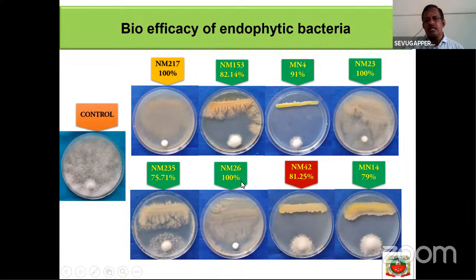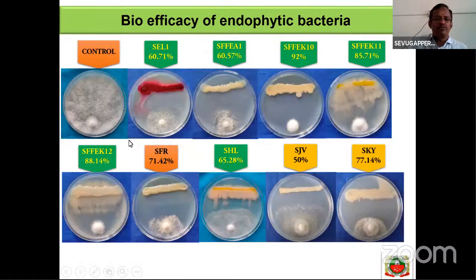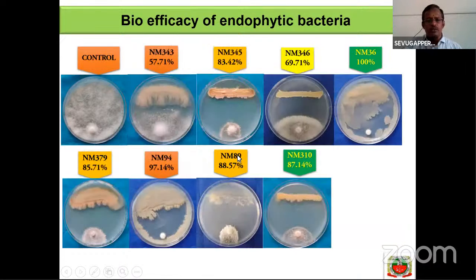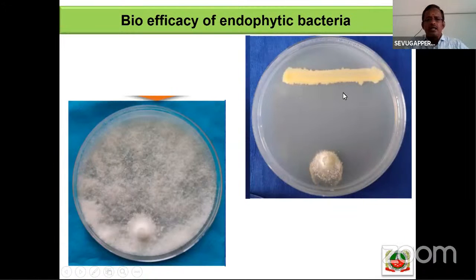All 600 isolates were screened for efficacy in selection. I have focused on a few slides here. This is a Serratia which is showing inhibition, and here the Phytophthora has been completely inhibited. Here there is a complete inhibition. So why this inhibition? What is the biomolecule found to be associated with this type of inhibition?